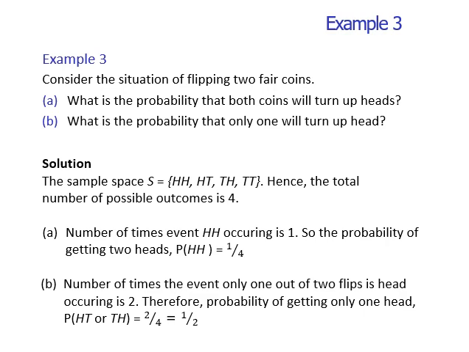So it's 1/4. What is the probability that only one will turn head up? Okay, so only one head. That means you have head tail or tail head. So there are two possibilities. It means there are two outcomes out of 4 in total, which is half.